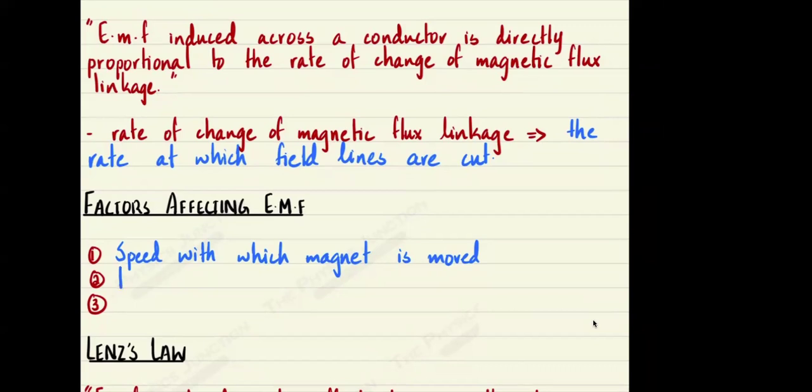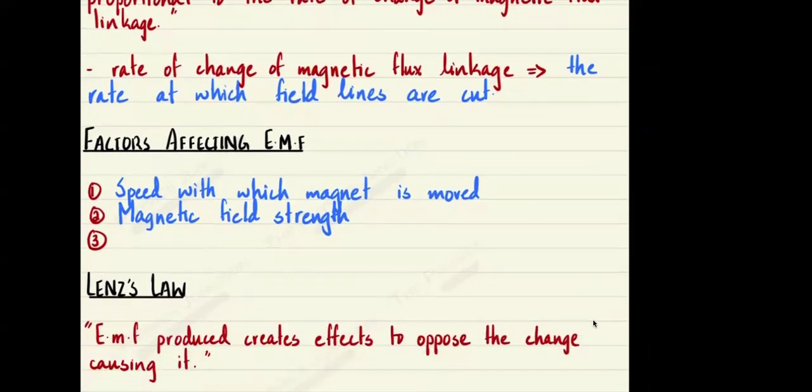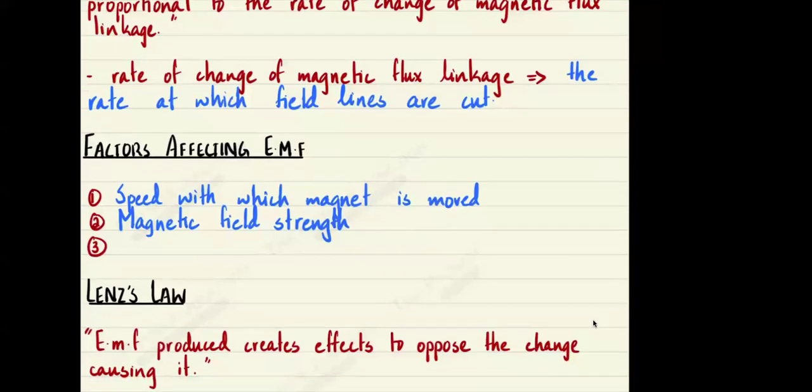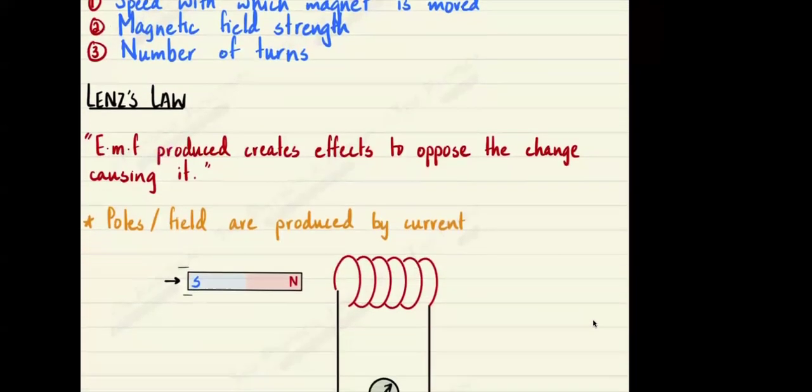Similarly, the magnetic field strength of the magnet, because again, if the magnetic field strength is greater, its field lines are going to be more concentrated, and that would lead to a greater EMF induced as well, because more field lines would be cut per unit time. And the third one is the number of turns on the coil. Again, pretty much the same idea. If you have more turns, when the magnet moves in, it would be cutting more field lines. So the coil cuts through more field lines, that leads to a greater EMF.